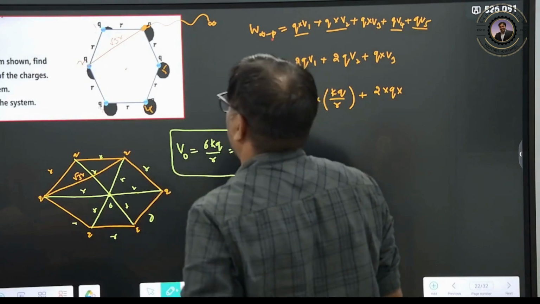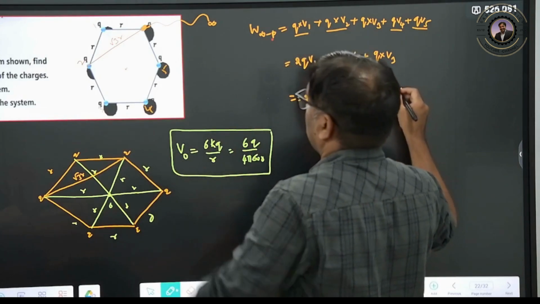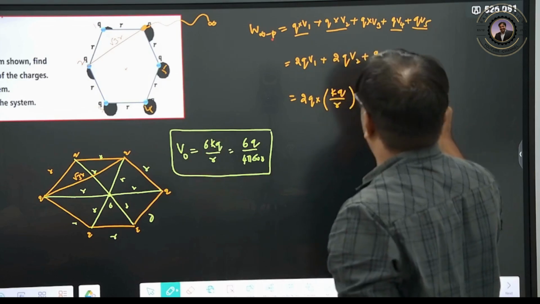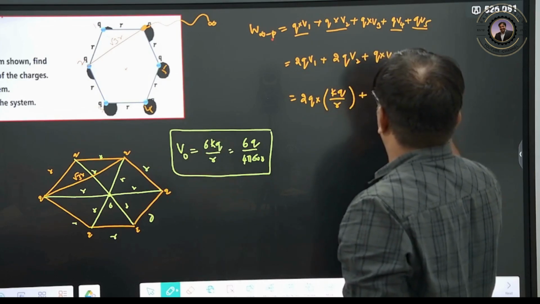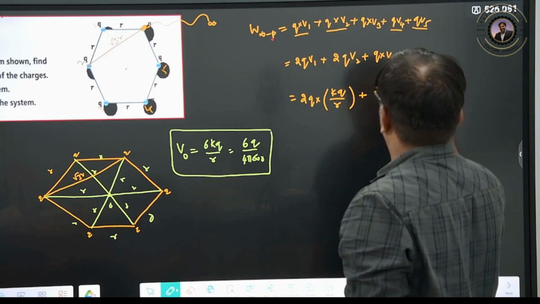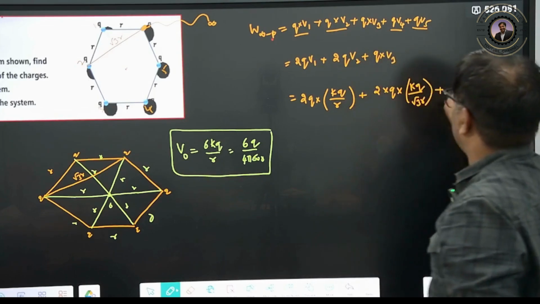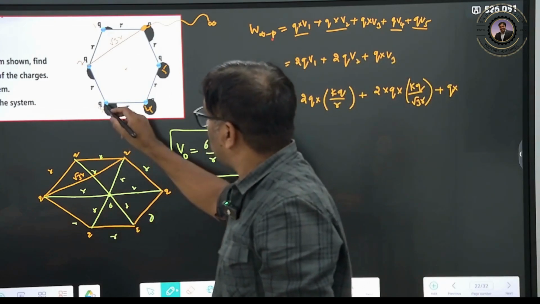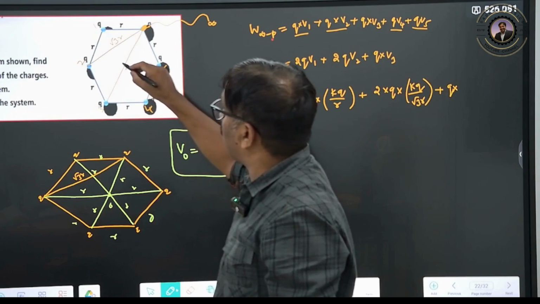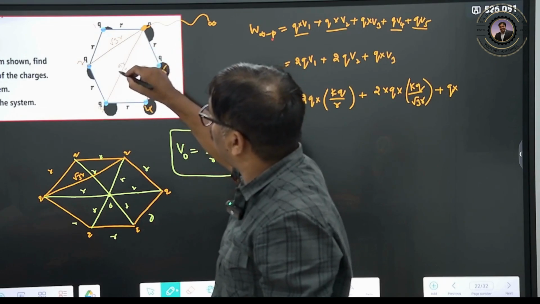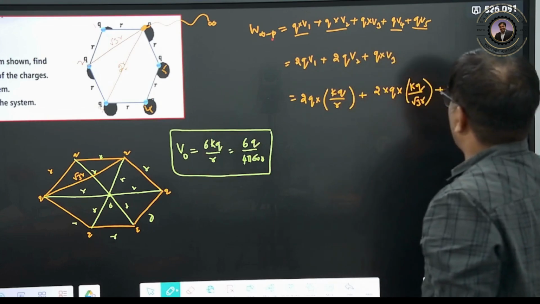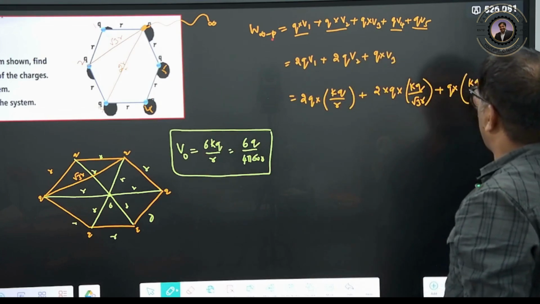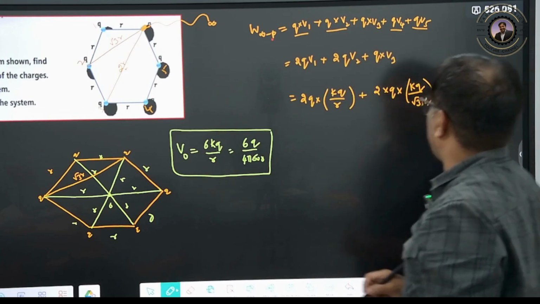Therefore, here what will you get now? This is 2q. The potential due to this one, how much now? kq by root 3 into r, plus q into root 3. Therefore, this distance is how much now? This is 3. So this distance is nothing but the same as this is r and r, that is nothing but 2r. So kq by 2r will be your answer.